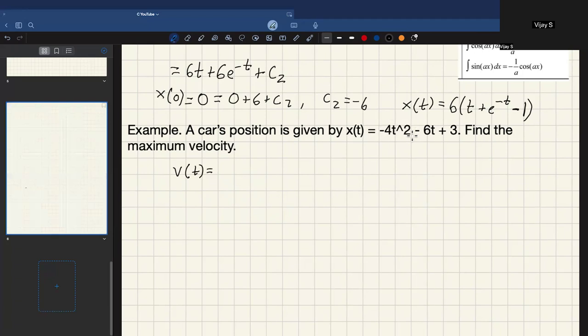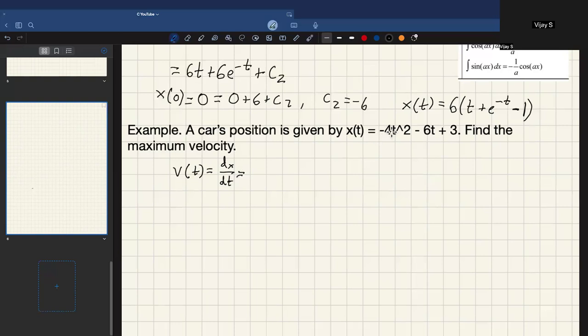If you have a polynomial, do each term separately. So dx/dt: you pull down the power of each term, and that becomes part of its coefficient, and then you reduce the power by 1.